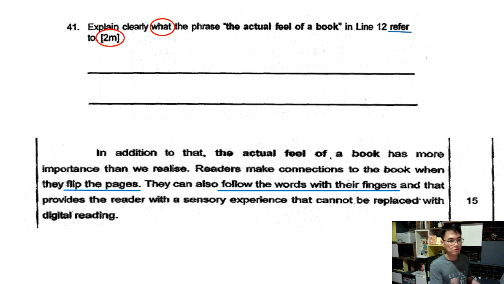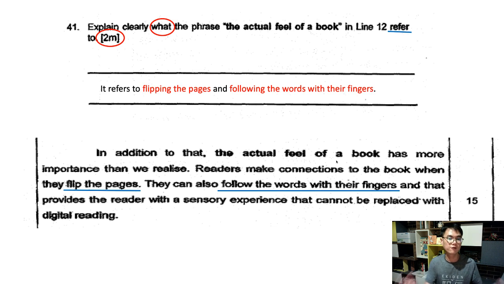So readers make connections to the book when they flip the pages and then they follow the words with their fingers. So in a real book, you can flip the pages. In a real book, you can follow the words with your fingers because it's printed on paper. In a tablet or a digital e-book, you can't flip the pages. So the actual feel of a book, the real book, refers to flipping the pages and following the words with their fingers.